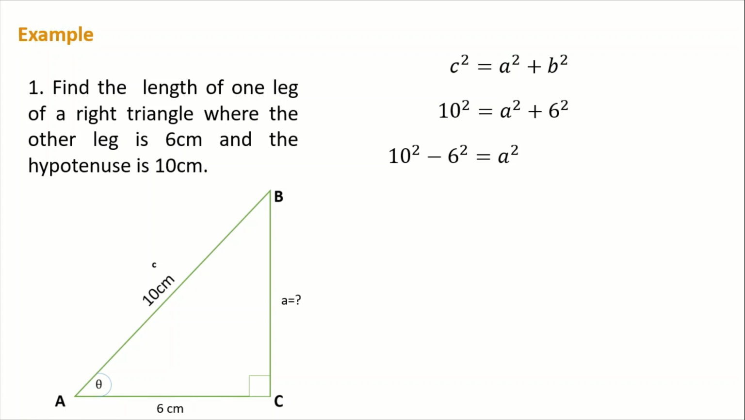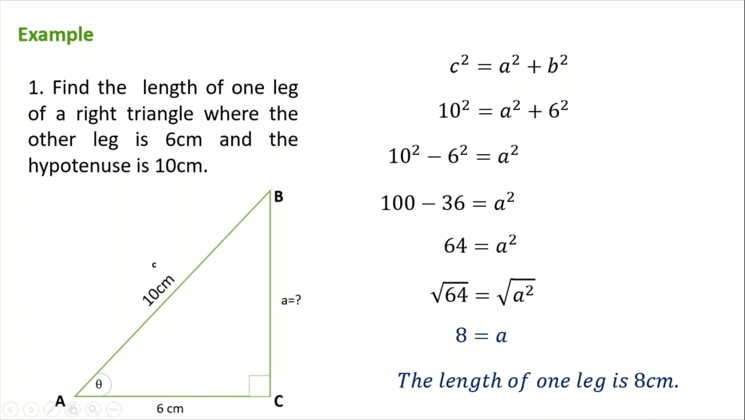So we can simplify 10 squared. 10 squared is equal to 100 and 6 squared is equal to 36. So 100 minus 36, that is 64. And we need to square root both sides. So square root of 64 is 8 and square root of a squared is a. So therefore, the length of one leg is 8 cm.